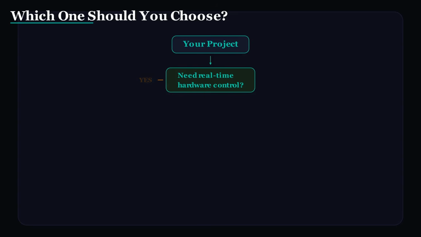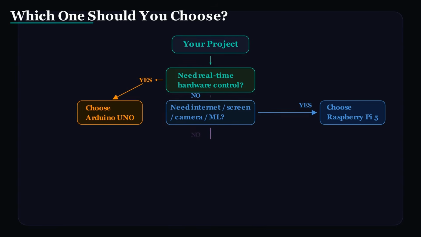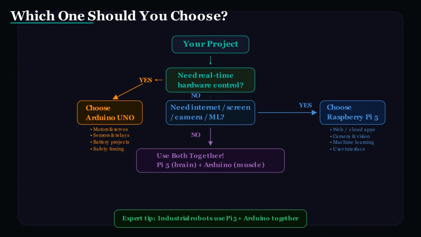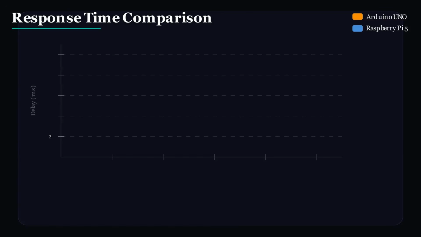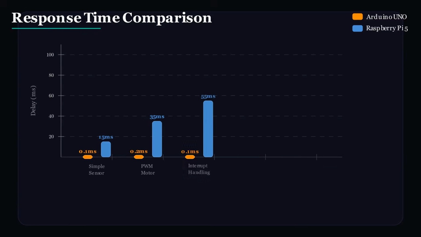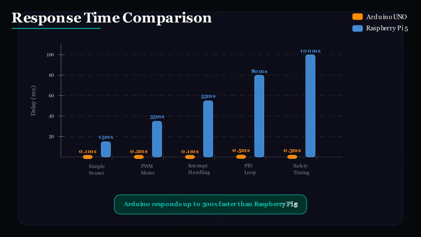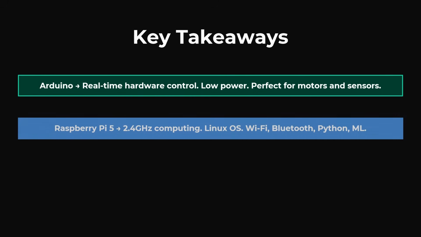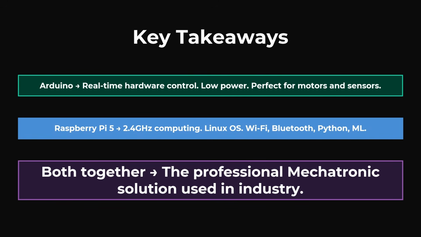And here is the expert answer. Use both together. Many professional Mechatronics systems use a Raspberry Pi as the brain, handling user interface, data, and wireless communication, while an Arduino handles the low-level, real-time sensor and actuator control. They communicate over a serial connection. This is exactly how many industrial robots and smart machines are designed. Arduino is your real-time hardware controller. Raspberry Pi is your mini-computer. When in doubt, use both.